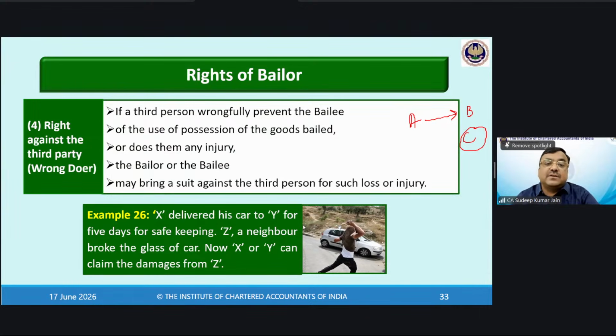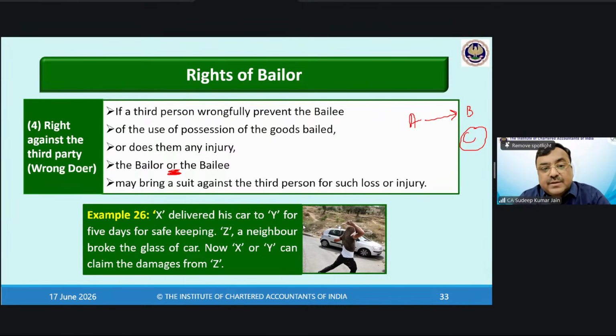If a third person wrongfully prevents the bailee of the use of possession of the bailed goods or does them any injury, the bailor or the bailee may bring a suit against the third party for such loss or injury.